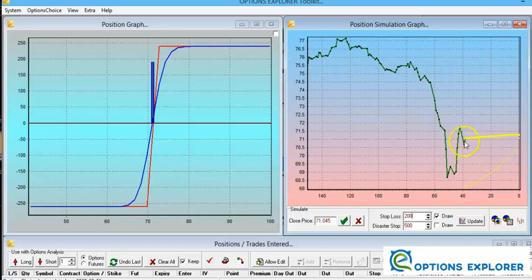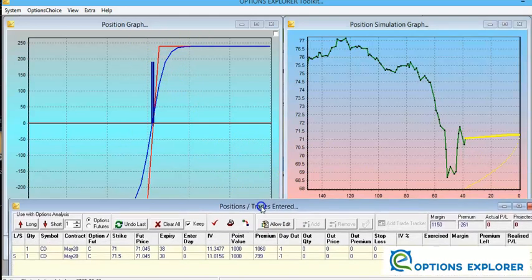So if it does drop after you gave a signal to move up, there's a lot of time for you to get out of the market. You don't have to eat a $200 loss. You can get out with a much smaller loss on this trade. Okay, so that is the typical trade.